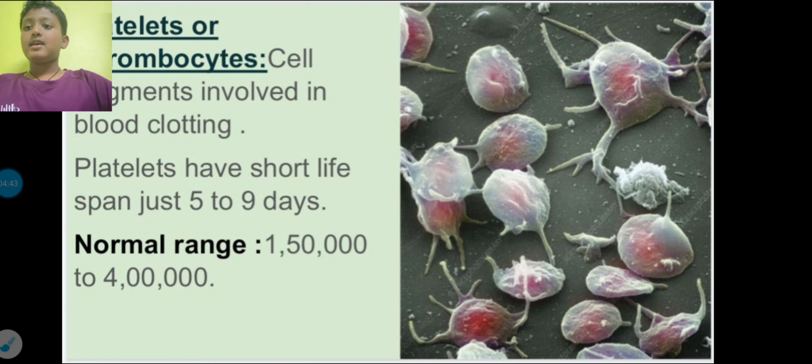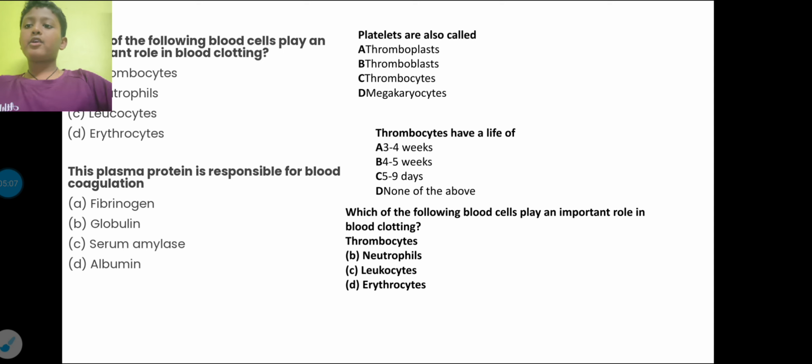And next, platelets or thrombocytes. These are cell fragments involved in blood clotting. These platelets have the shortest lifespan compared to all the cells, that is just 5 to 9 days. The normal range of these platelets is 1,50,000 to 4 lakhs. And now we are going to discuss some questions related to this.